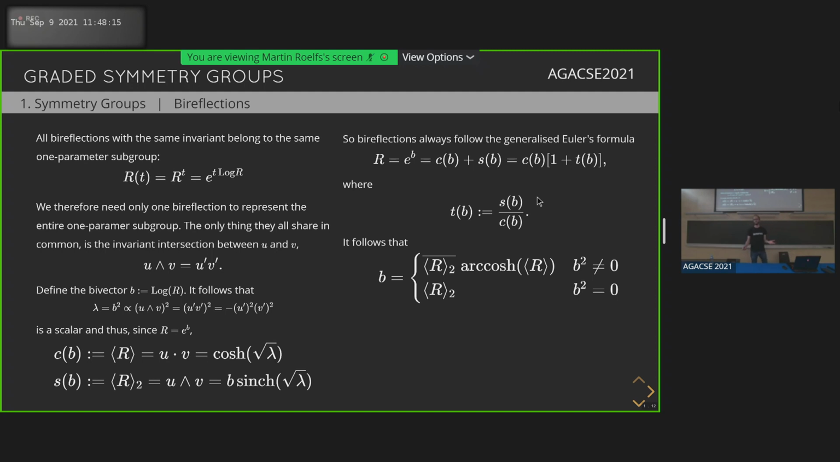Now, knowing all of this, we can just say what the logarithm is for a simple bireflection. So what is this bivector B, the logarithm? If you have a B which doesn't square to zero, then you simply take the bivector part, you normalize it, and you undo the cosh in the scalar part to get the correct logarithm. If the bivector squares to zero, so that is for a translation, then it is just simply the bivector part already.